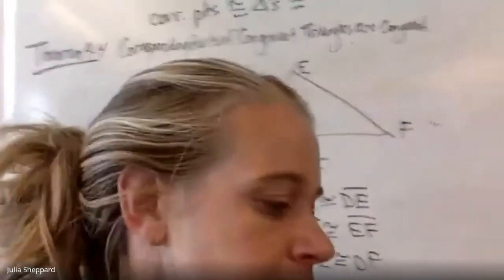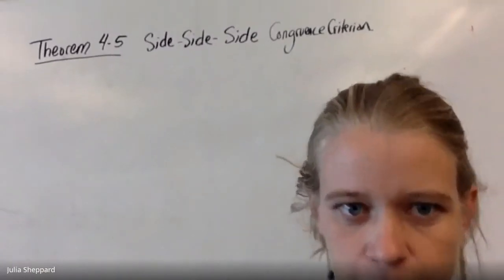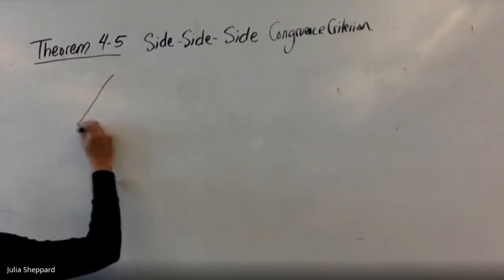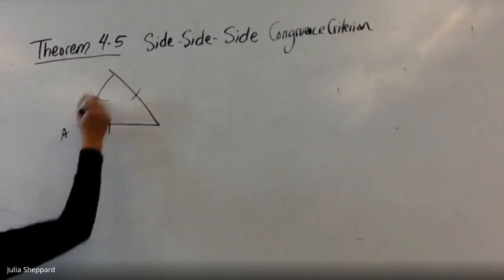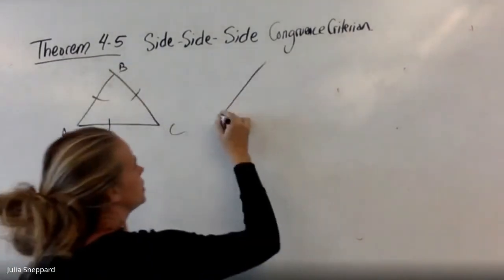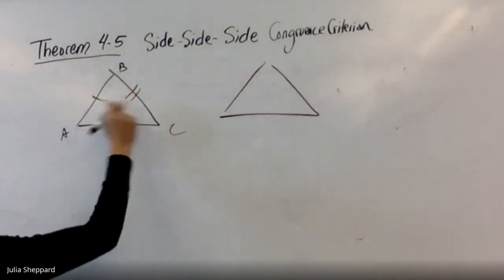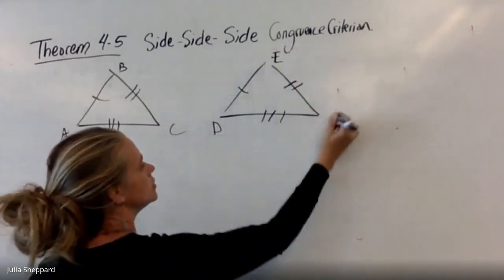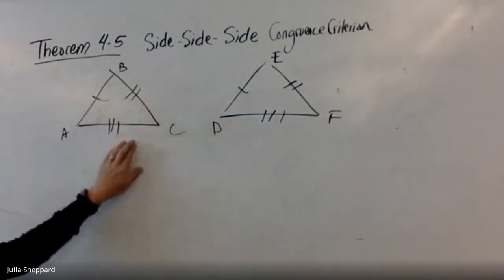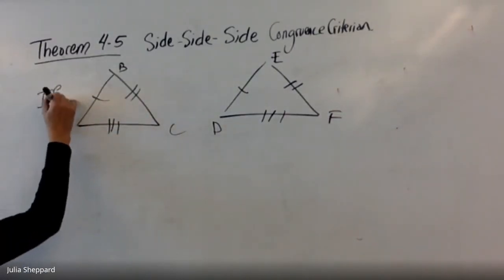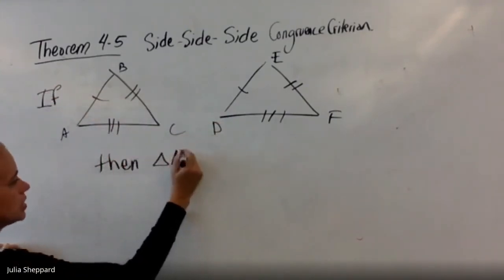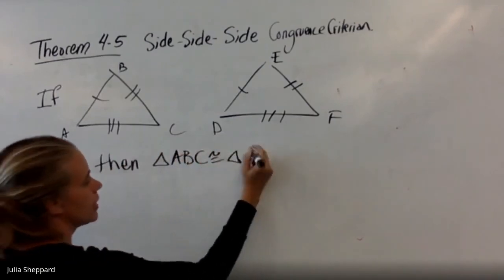One more, and you're done. Okay, side, side, side, sorry, congruence criterion. I'm reading backwards on my screen. It's a reflection. So if I have three sides of triangle ABC that are congruent to, oops, these are not congruent to each other themselves, they're congruent over here. If I have three sides that are congruent, then triangle ABC is congruent to triangle DEF.